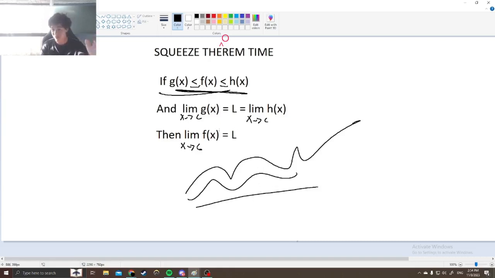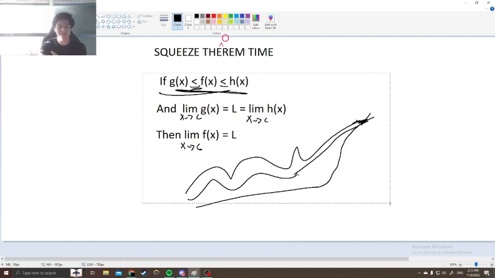If they give you this criteria and it's true, then if g and h ever have the same limit, then f is going to have the same limit too. So for example, if these two lines came up and touched up here, and they had the same limit right here at this point, that means f would also have to have this limit because it has to be in between them, or at least equal to them here. So that's what this means.